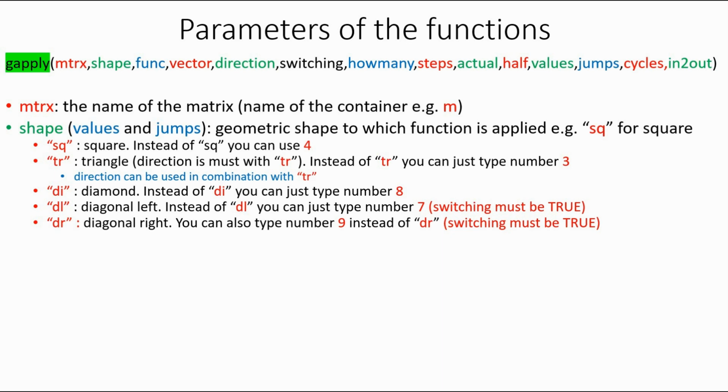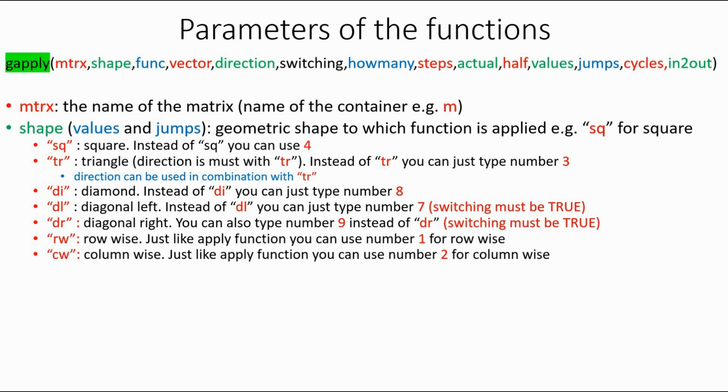DR stands for diagonal right. You can also type number 9 instead of DR. RW stands for row wise. Just like the apply function, you can also use number 1 for row wise. CW is column wise. Just like the apply function, you can also use number 2 for column wise. All means all the elements of the matrix. You can also use 0 in place of all.